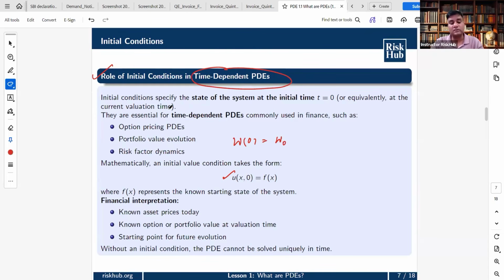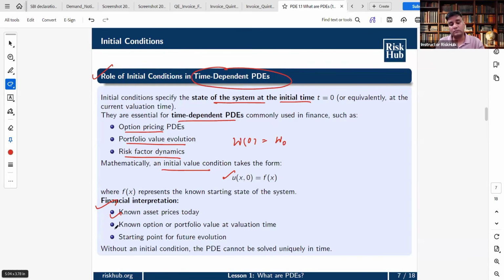Risk task is stress testing: starting condition is the current balance sheet. Risk task is XVA exposure simulation: starting condition is the current market state. Risk task is asset liability management modeling: starting condition is the current yield curve and short rate. So the initial condition is the anchor point. It specifies the state of the system at the initial value, essential for time-dependent PDEs. It is commonly used in option pricing, portfolio value evaluation, and risk factor dynamics. Mathematically, this is the equation.